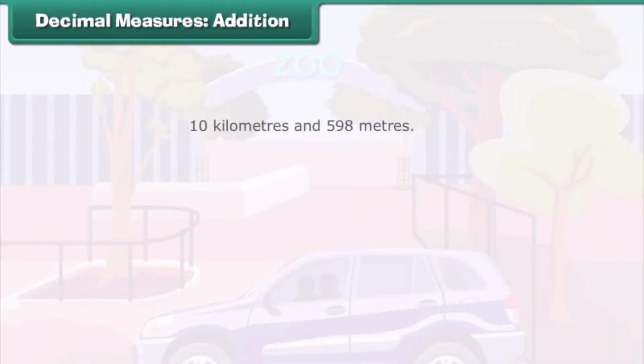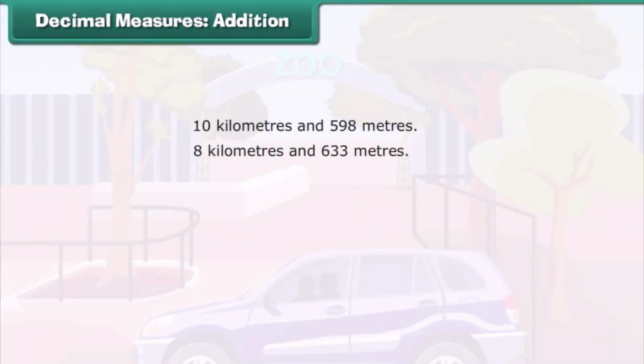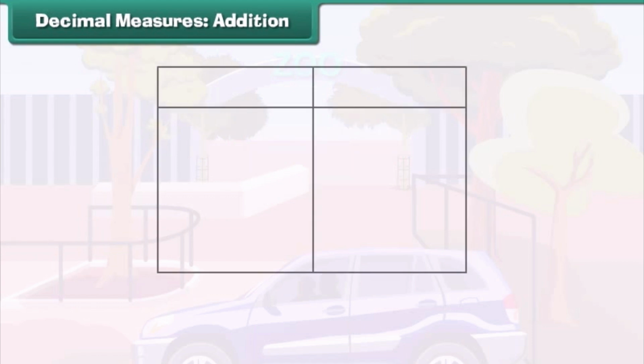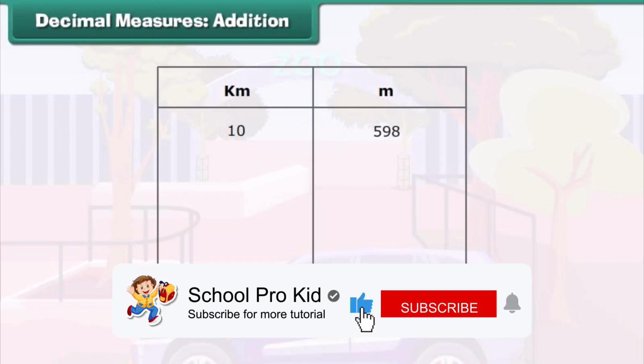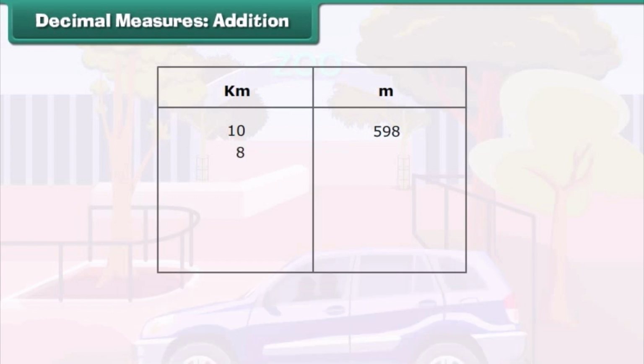The total distance covered by Ryan and his uncle can be calculated by adding both the distances. First, make two columns. In first column, write kilometers, that is km, and in second column, write m, that is meter. Write 10 under kilometers and 598 under meters. Below 10, write 8, and below 598, write 633. Now add it.